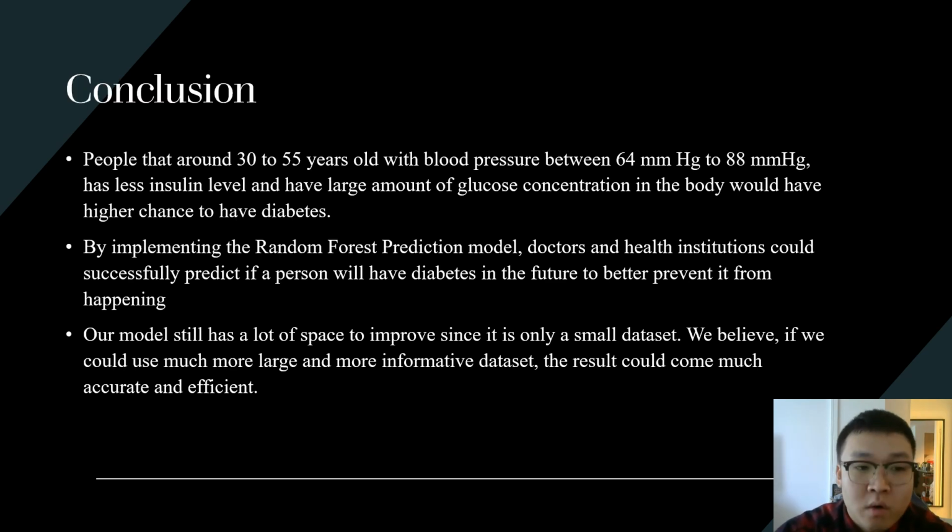And finally we come to our conclusions. From this project, we have learned that people who are around 30 to 50 years old with blood pressure between 64 mmHg and 88 mmHg, and also have lower insulin levels and a large amount of glucose concentration in the body, would have a higher chance of getting diabetes. Also, by implementing the random forest prediction model, doctors and health institutions could successfully predict if a person will have diabetes in the future and better prevent it from happening.